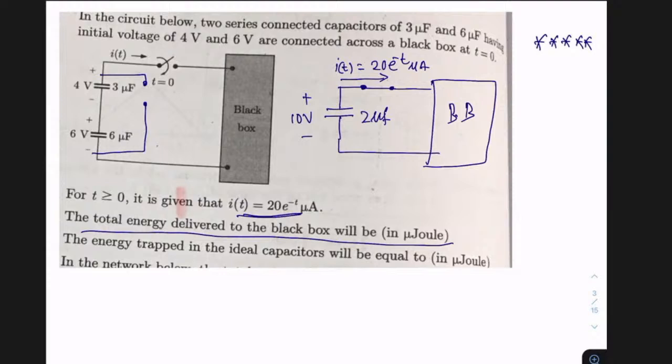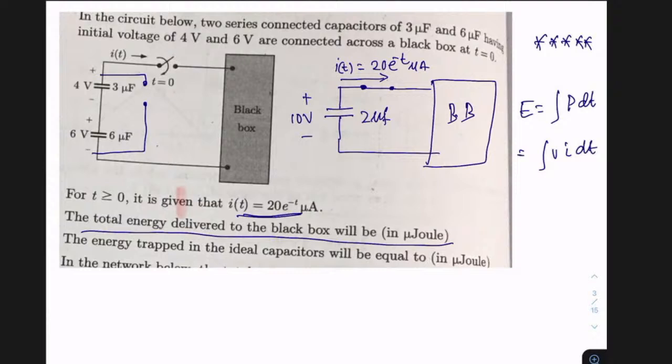How do you calculate the total energy delivered? Any idea? Can you tell me at least the equations? What is the equation we should be using in this case? You know very well one of the universal relations: energy is always the integration of power. And what is this power? Power is the product of voltage and current. So V into I into dt.